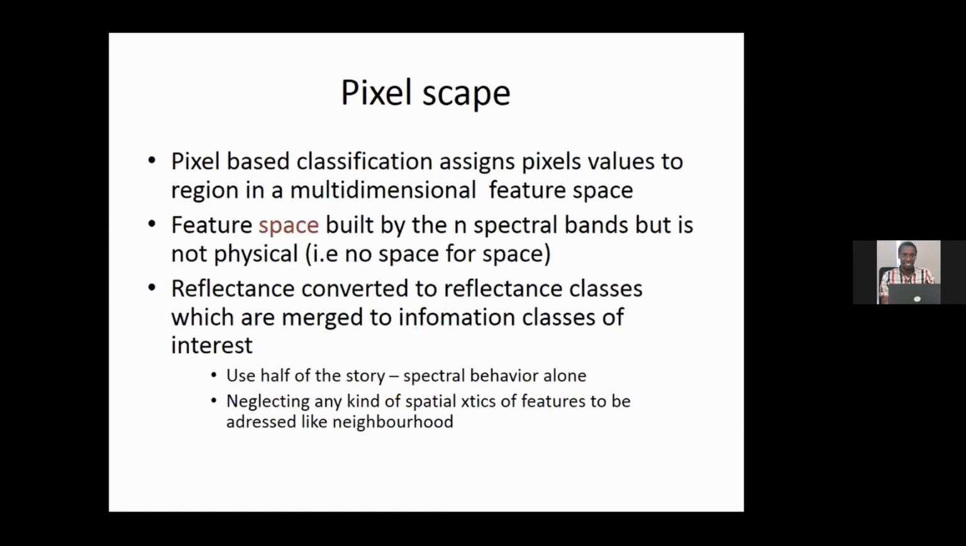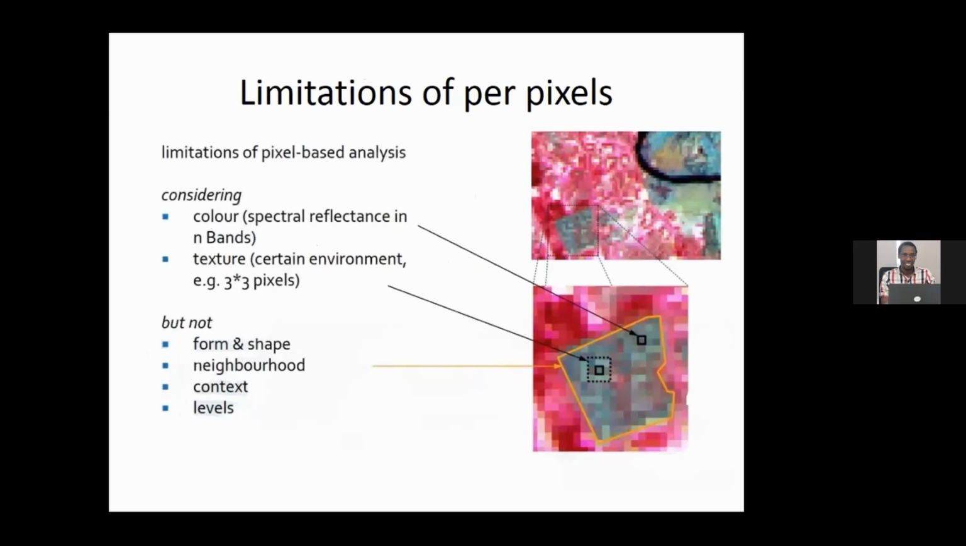It is thought that this is half of the story, because you neglect so many other spatial characteristics of features, for example the neighborhood, or the shape, or the form. When you're doing the classification, you can incorporate these, for example, in OBIA. So here is just an example. With per pixel classification, you only look at the spectral reflectance in N bands, maybe the texture, and then you do your classification. But you don't look at things like form, shape, neighborhood.